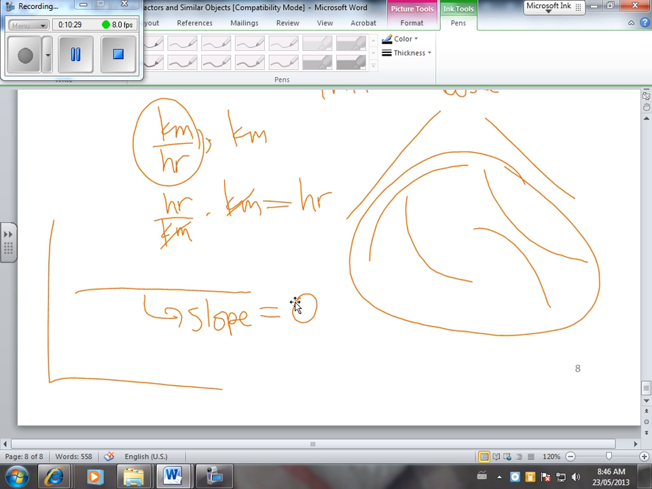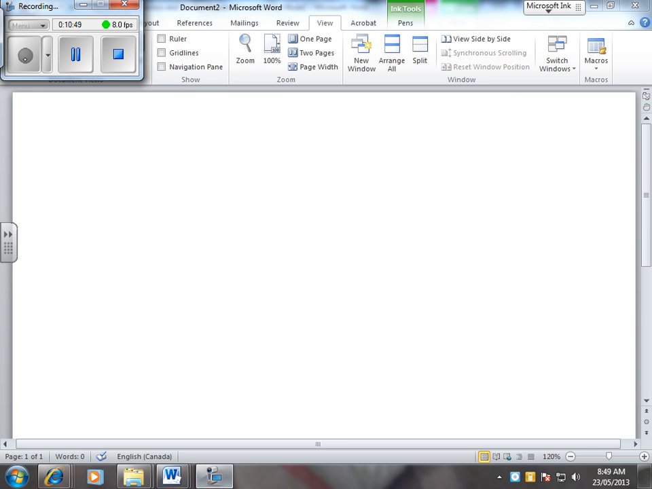Okay? And then when you're given a graph, like we were given in one of the worksheets, you can figure out the slope at each interval, and so you'd find it in meters per second or kilometers per hour at each part, and then you can say where the person is moving the fastest or the slowest, or whatever the question's asking you.